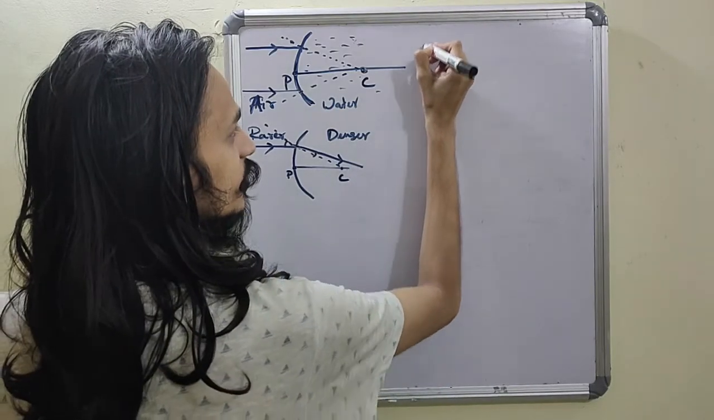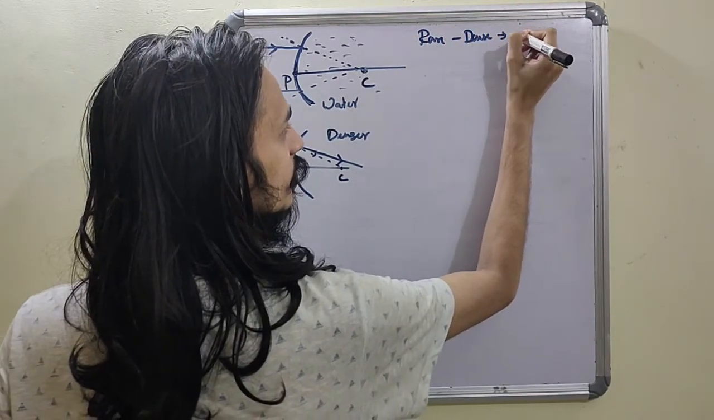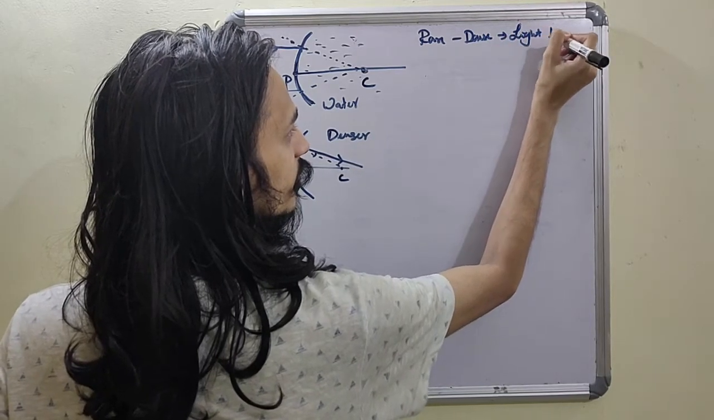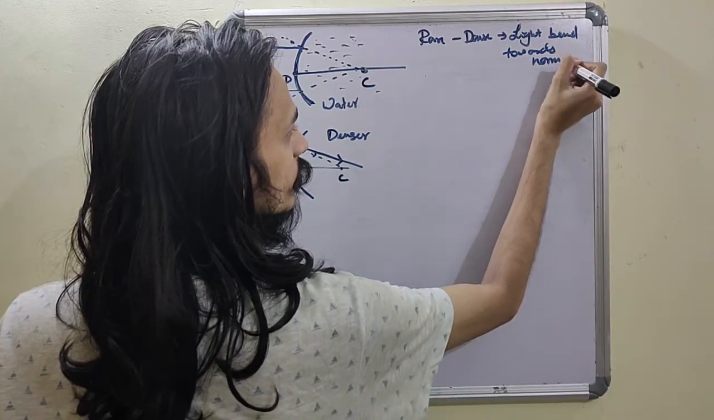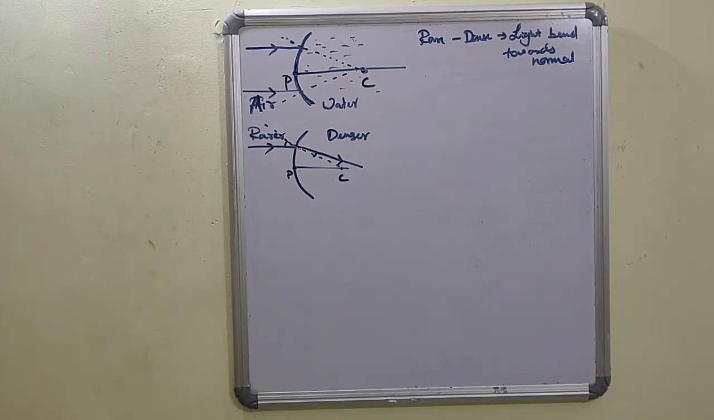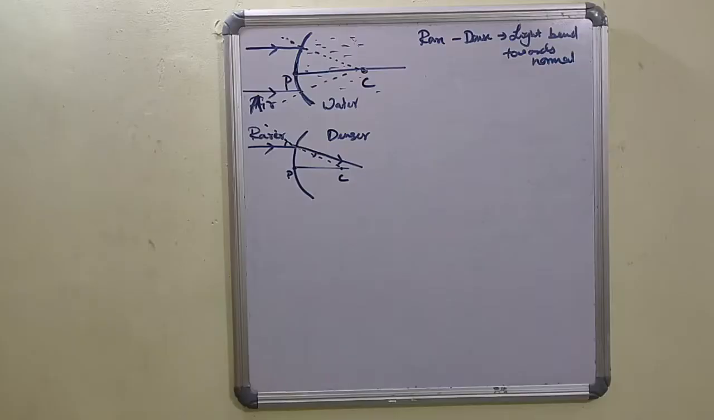Okay, so I'll just make a side note here. From rare to dense is nothing but light bends towards normal. Normal is again this dotted line. The opposite is true also. If it goes from dense to rare, then again it will bend away from the normal. So that pretty much applies there.